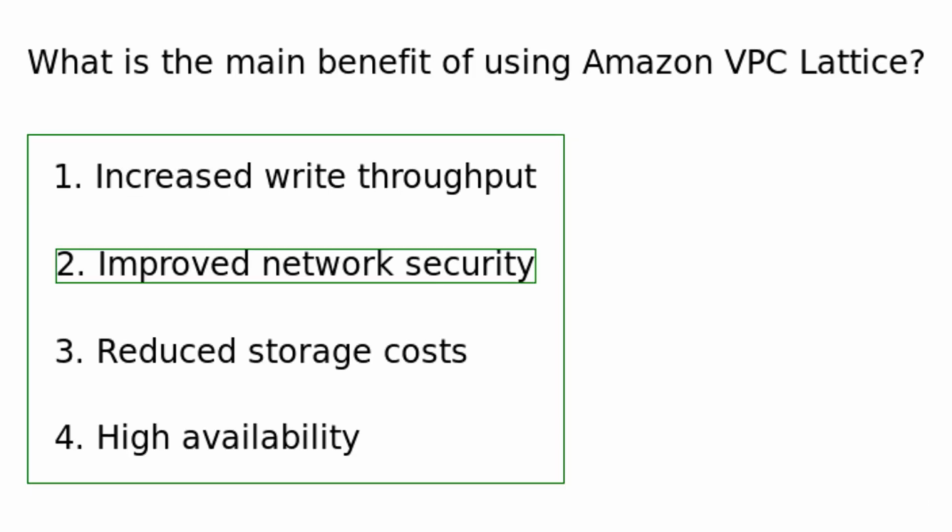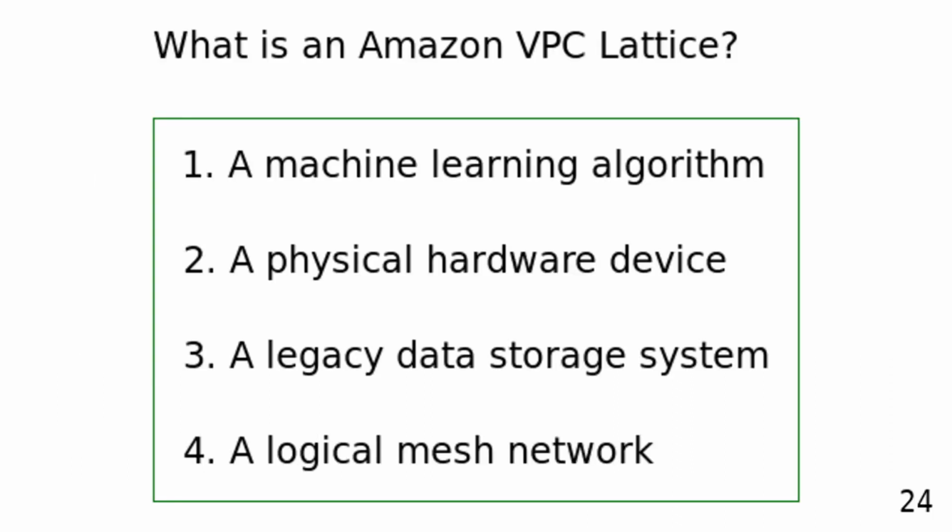The main benefit of using Amazon VPC Lattice is improved network security by providing additional layers of control and segmentation within the VPC. What is an Amazon VPC Lattice? A machine learning algorithm. A physical hardware device. A legacy data storage system. A logical mesh network.